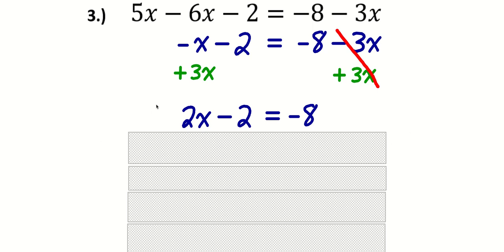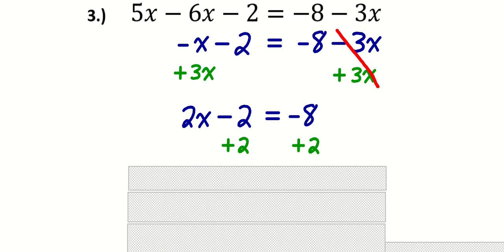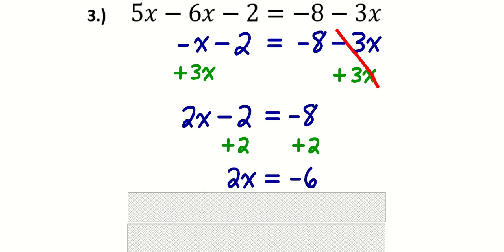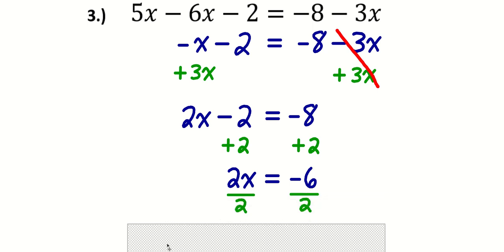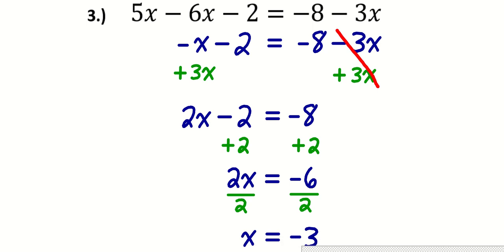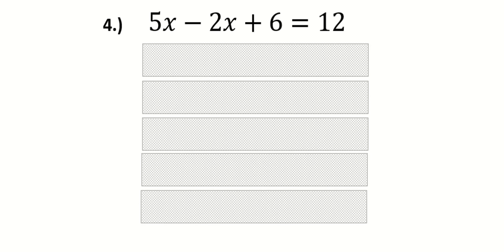And again, now you look at this fresh. What do you do now? Well, isn't it now time to move things and get x all by itself? Yep. So you add 2 to both sides to end up with this, and then you divide both sides by 2. And so that's the final answer to number 3. Pause if you have to.